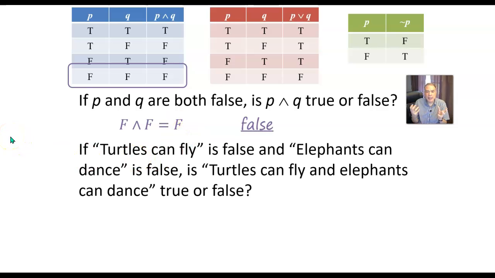If turtles can fly is a false statement, and elephants can dance is also a false statement, what about the statement turtles can fly and elephants can dance? Would that be true or false? Well, that's really what we were just talking about, only instead of symbols, we've got some words here. But the words stand for statements false and false. Turtles can fly has the value false. Elephants can dance has the value false. So turtles can fly and elephants can dance would be false and false, which equals false.